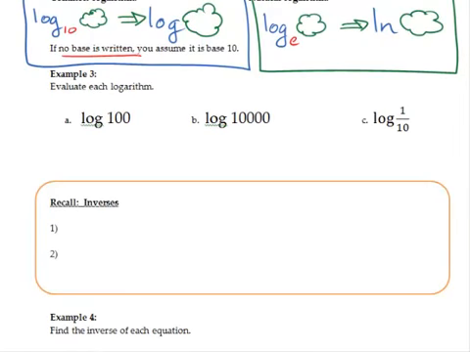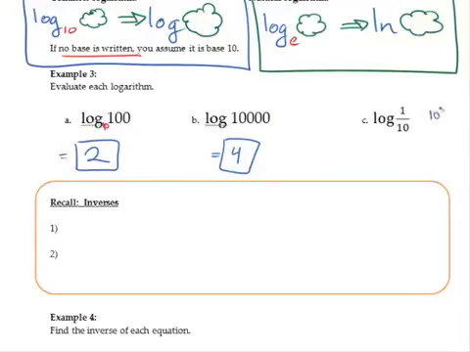Here's one where, again, we would assume the base is 10. So it's saying 10 to what power is 100? 10 to the 2nd. So this log is worth 2. 10 to what power is 10,000? 10 to the 4th. So this log is worth 4. Now this one, 10 to what power is 1 over 10?